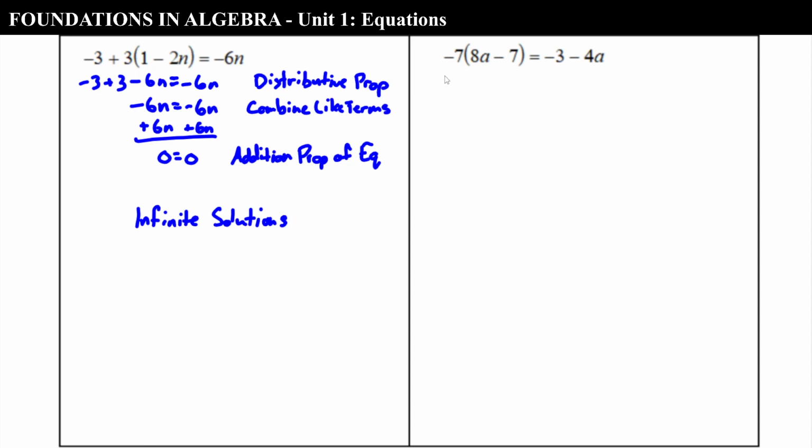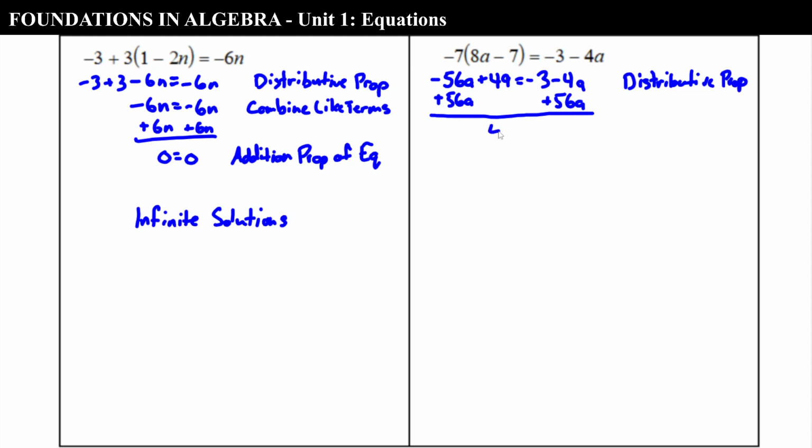All right, let's look at the last example. Negative 7 times 8a gives us negative 56a. And then negative 7 times negative 7 gives us positive 49. And we don't have to change anything on the other side. So for this step, we distributed, so we used the distributive property. Okay? Now, we have nothing to combine, so let's go ahead and add 56a to each side. So that's going to give us 49 equals 52a minus 3. So we used the addition property of equality.